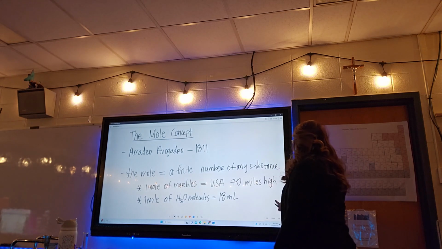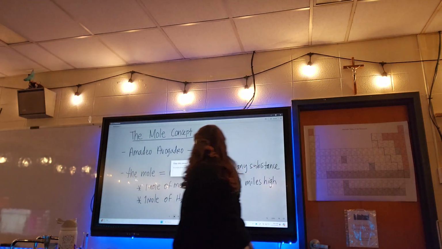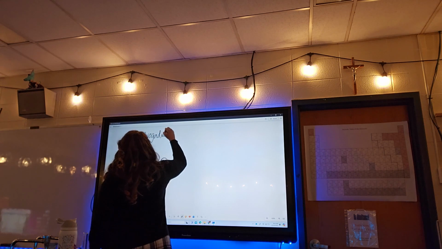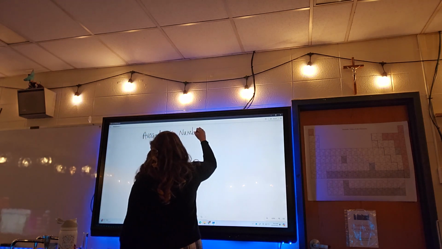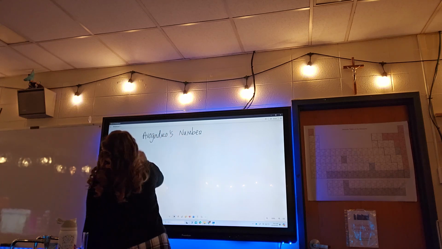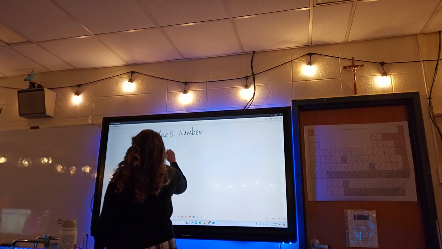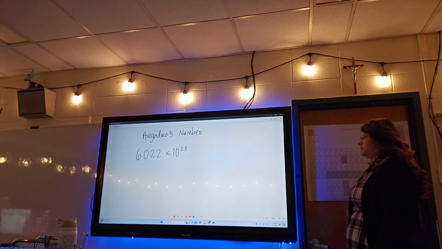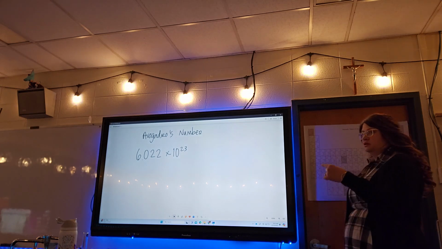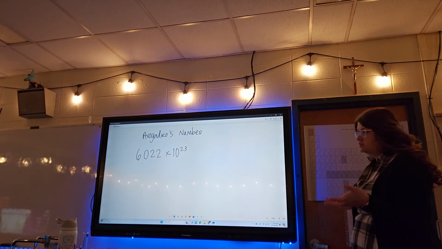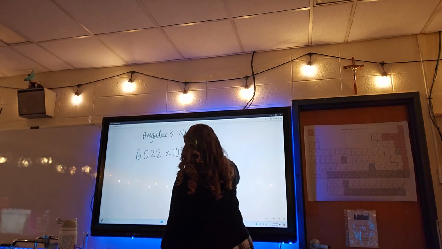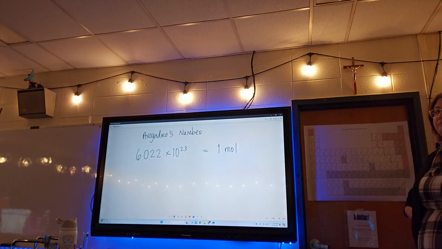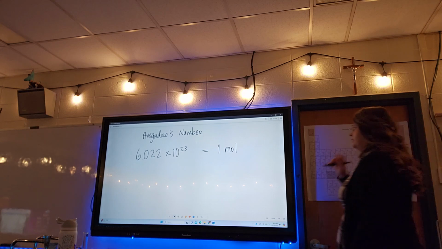So the number that we use for the mole is referred to as Avogadro's number. And it has a fixed value, it's a constant. It's equal to 6.022 times 10 to the 23. So that means that it would be 6022 with 20 zeros after it. So just a really big number, right? So that much of a thing equals one mole. It's a kind of a big number.